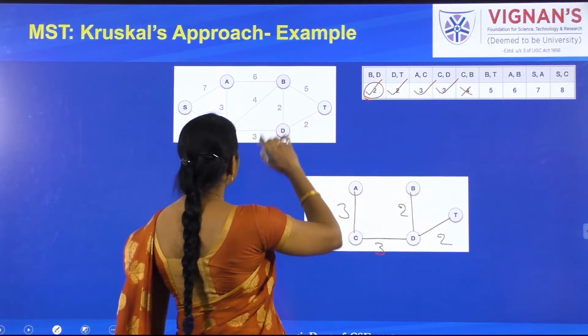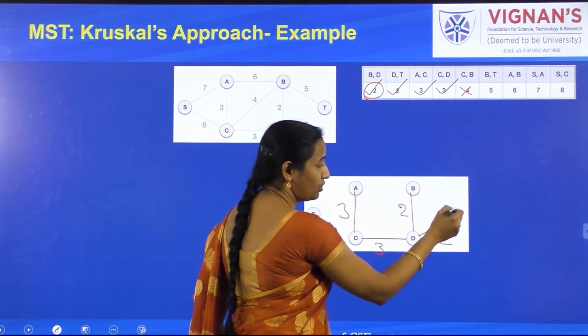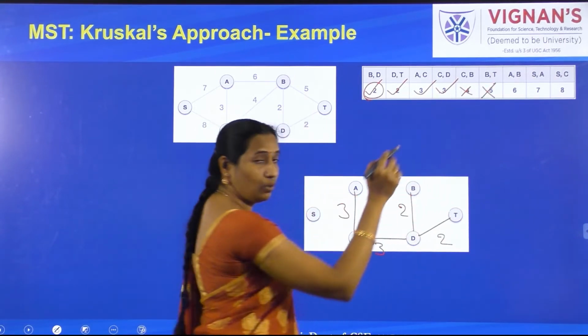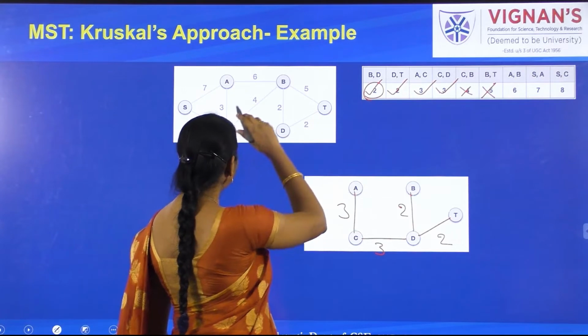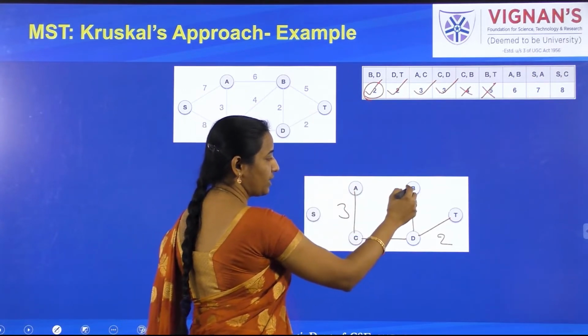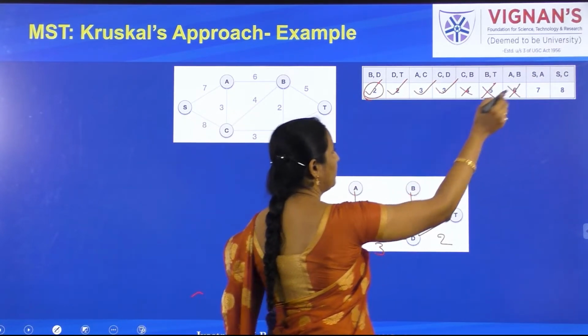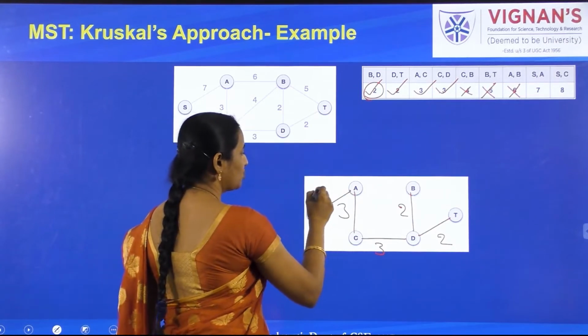Now BT. So BT is this one. If I add this also, I am getting a cycle. So don't add that. AB. So AB is with 6. If I add this also, I am getting a cycle. So don't add that. SA. SA, if I add, there is no cycle.